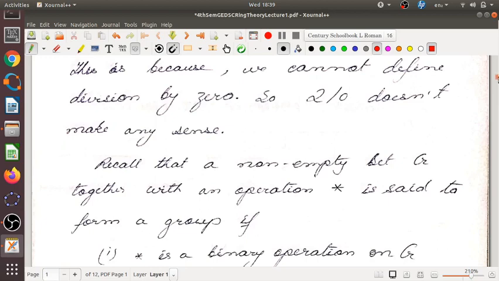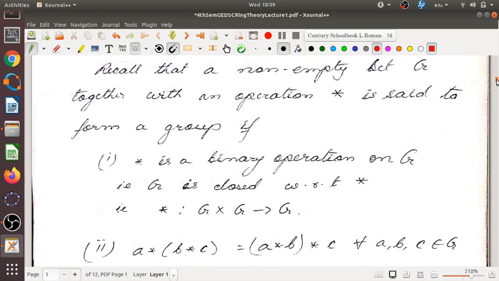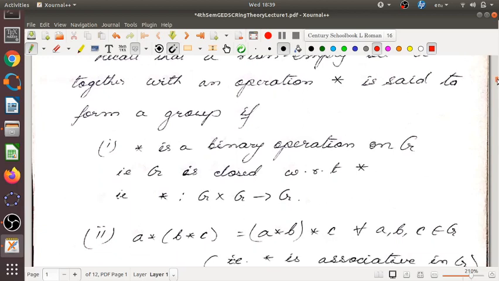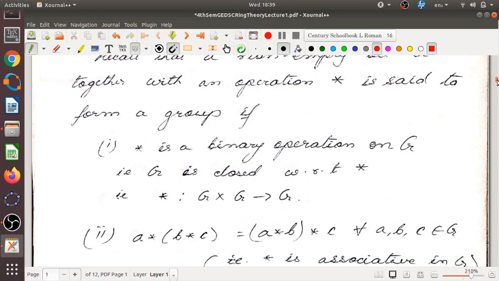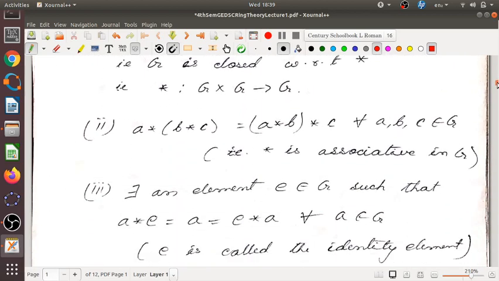So after that, one definition that will be very useful for us is the definition of group, which you have already done in college. A non-empty set G together with an operation star is said to form a group if star is a binary operation on G, that is, G is closed with respect to star. Another way of saying that star is a binary operation is saying that G is closed with respect to star. What does that mean? Star is a function from G cross G to G.